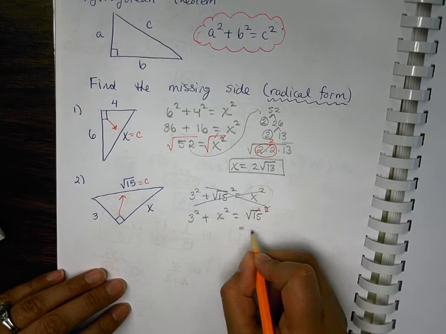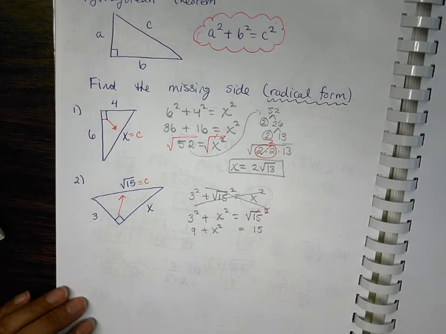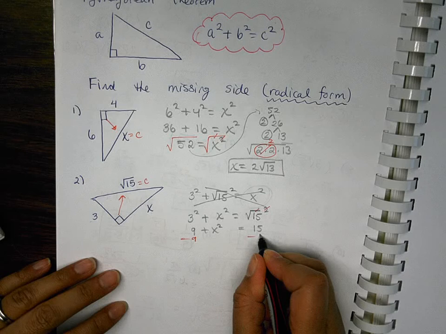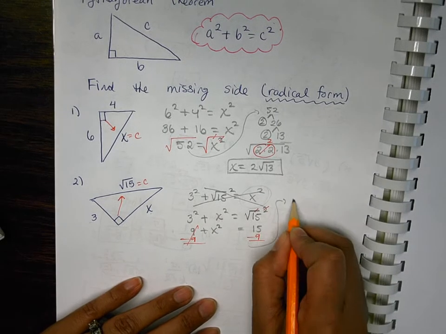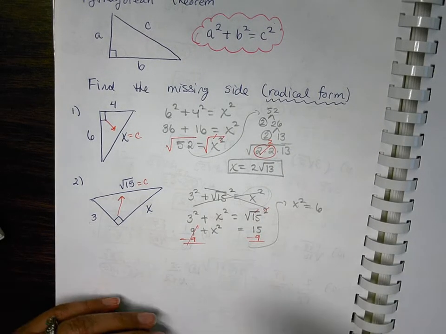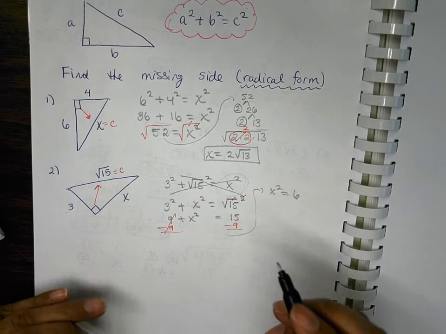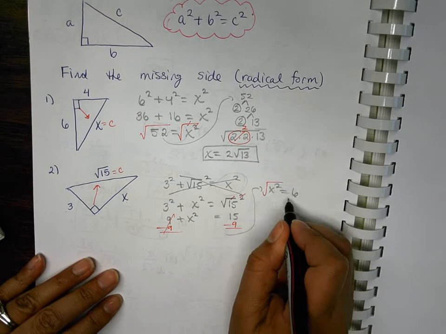The right-hand side is just 15. 3 squared is 9 plus x squared. I can't square root everything, but I can subtract 9 from both sides. That gives me x squared equals 6. Now what do I do to both sides? Square root.